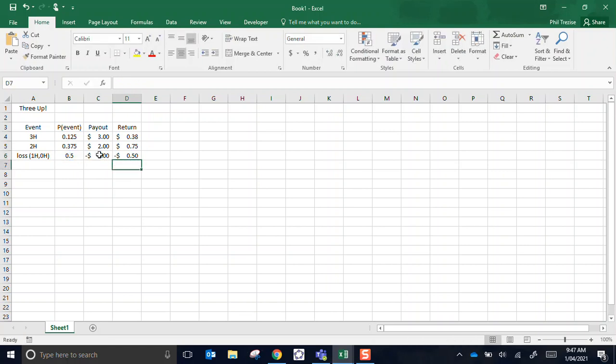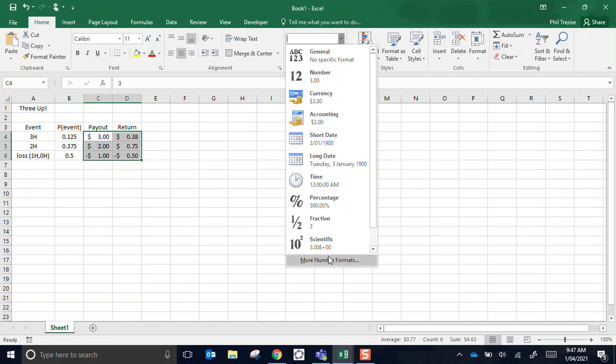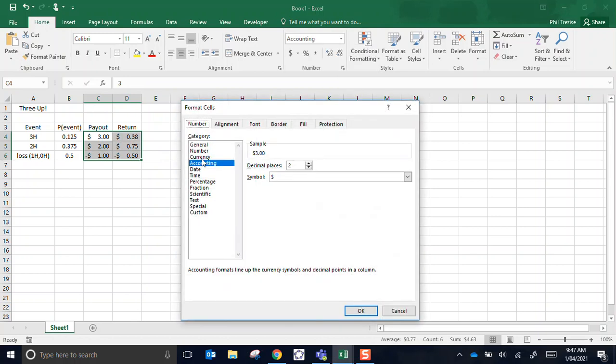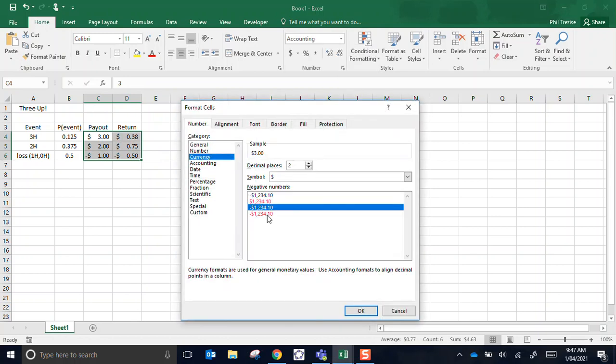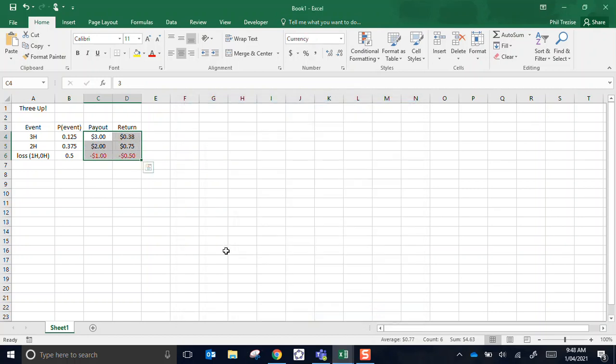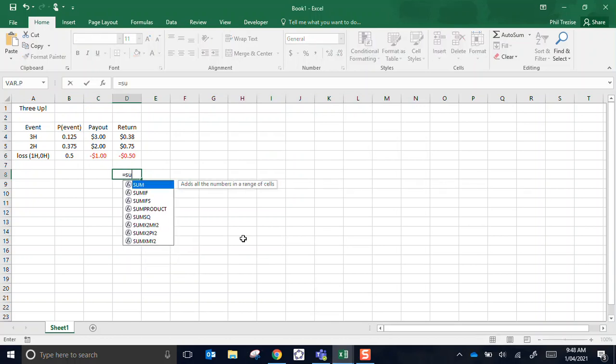And we get that. Now, these things that are money, I would just like to format those. If I put currency, I can format the negatives to be in red. It just makes them stand out a bit. Now, this is the total return to the player then. I'll have the sum of these numbers.